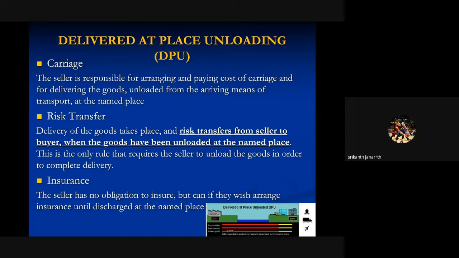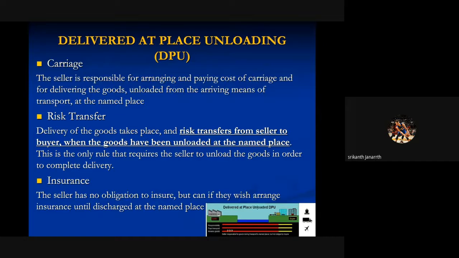You can see all three things. He is taking the delivery point, and he is taking the freight. He is paying the main freight also, but he is not doing the insurance. It is the buyer's obligation. If the buyer wants the seller to do it, the seller will do it at the risk of the buyer. And the delivery point is very important. The goods have been unloaded. So from the delivery vehicle, it has to be unloaded. It is the only Incoterm where goods have to be unloaded to complete the delivery.